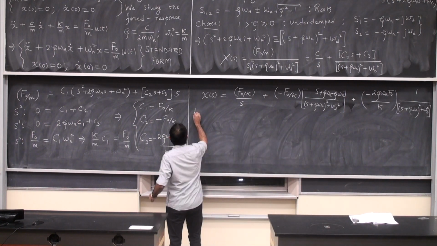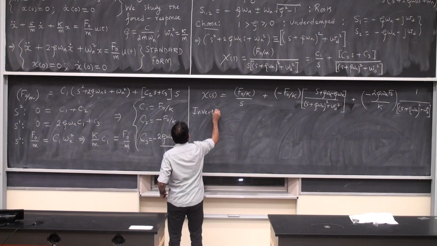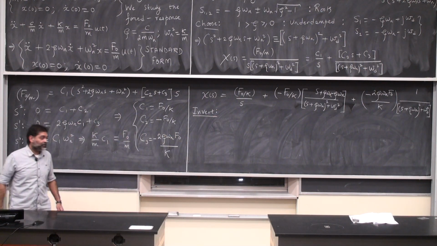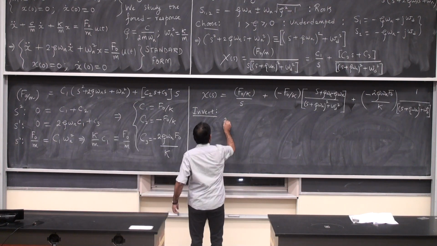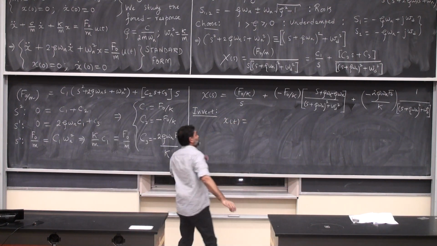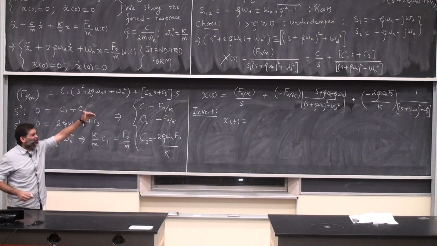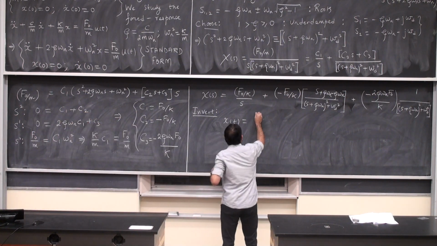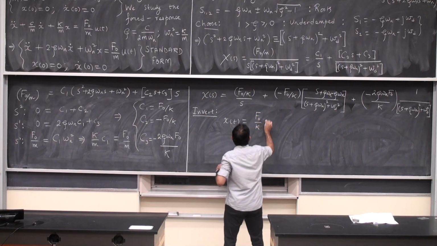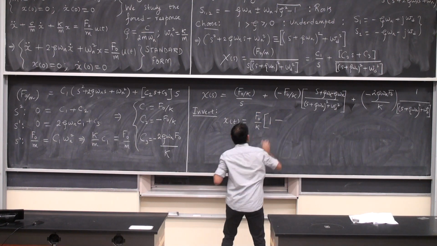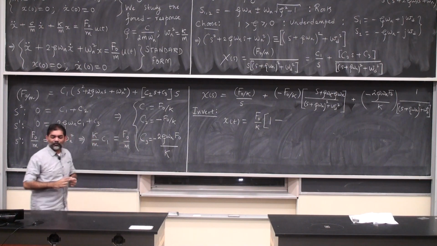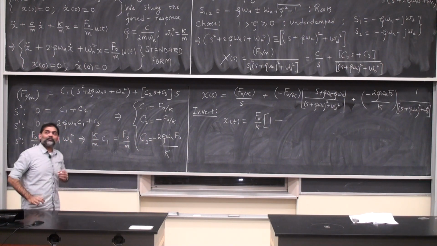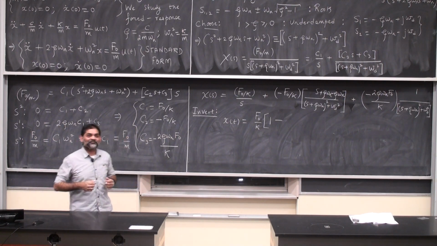So x of t is the following. Okay? So x of t, F naught by k is a common factor, so I'm going to take it out completely. This is the solution. Multiplied by 1. I'm going to reduce the volume a little bit. Can everybody still hear me? Without the echo?